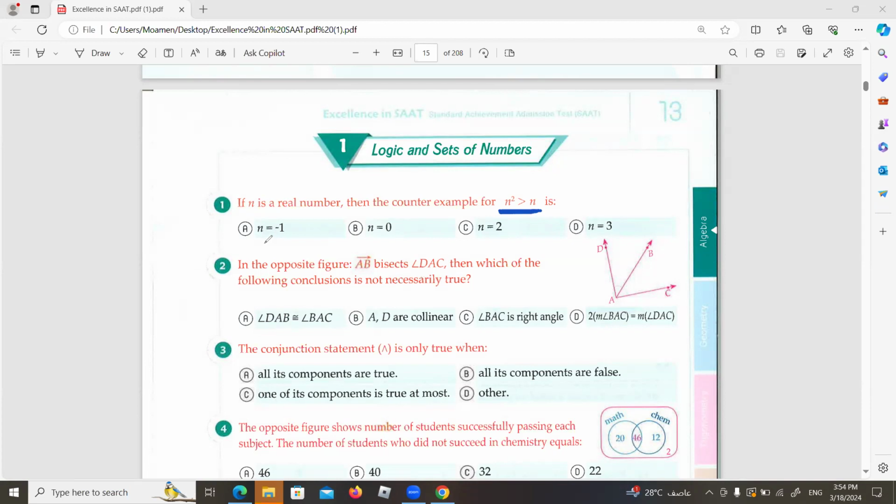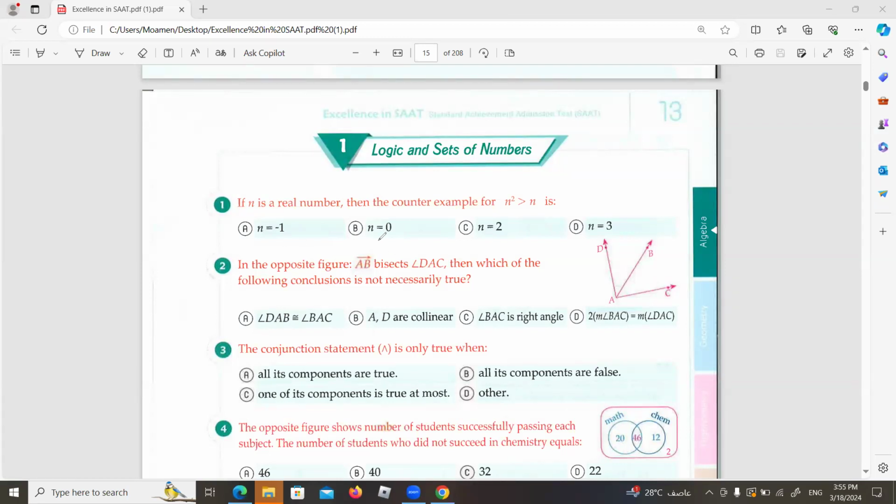So if we take, for example, n equals negative 1, I write negative 1 to the power 2, which equals 1, and 1 is greater than negative 1. Yes, so it's right, so this is not with us. I need an example that proves the statement is incorrect, untrue.